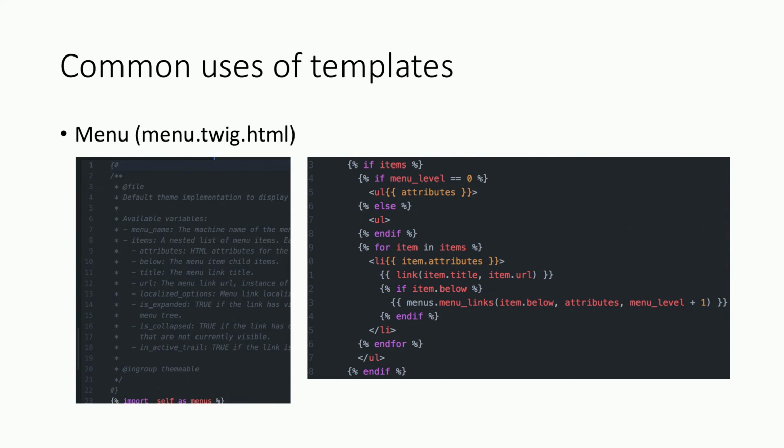If there are menu items, we have another conditional: if the menu level of your particular item, let's say it's a parent and not a child, it would have a level equal to 0.